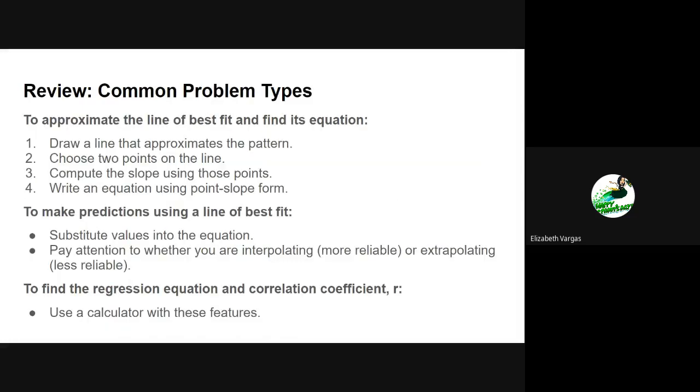Okay. So a reminder, how do we find the equation for the line of best fit or the trend line? Well, we draw a line that approximates the pattern, choose 2 points on that line, and then compute the slope using those points, and then write an equation using point-slope formula, which we looked at already. Okay? And then how do we make predictions using the line of best fit? Well, once we have that equation, what we can do is we can substitute values into the equation, different x's. And by doing so, we're able to make predictions that exist beyond the data set or in between the data set, right? So we're able to get more accurate information about how our x's relate to our y's.